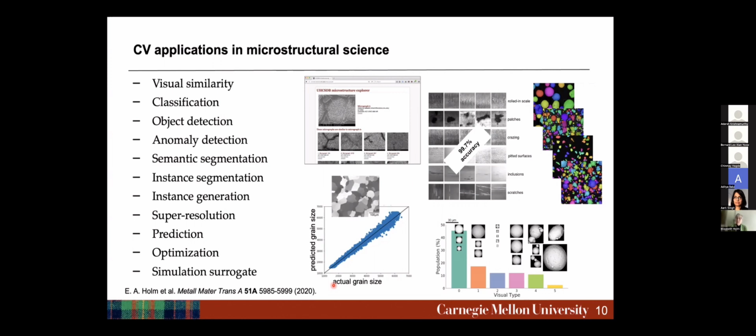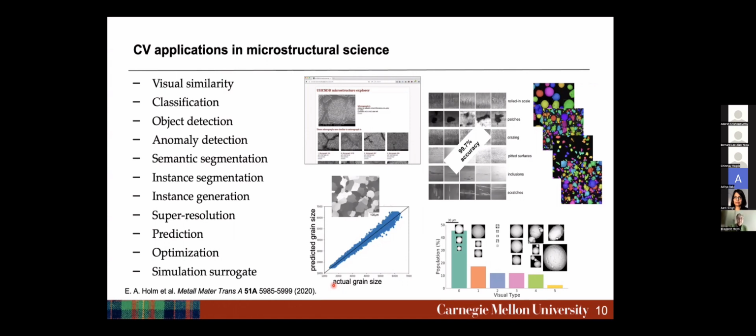Super resolution is a big topic in microstructural science right now. Prediction, especially prediction of properties from a microstructure. I'll show you an example of that. Optimization of microstructure, simulation surrogates, and the list goes on. So almost anything you can think of to do with computer vision is relevant to microstructural science.